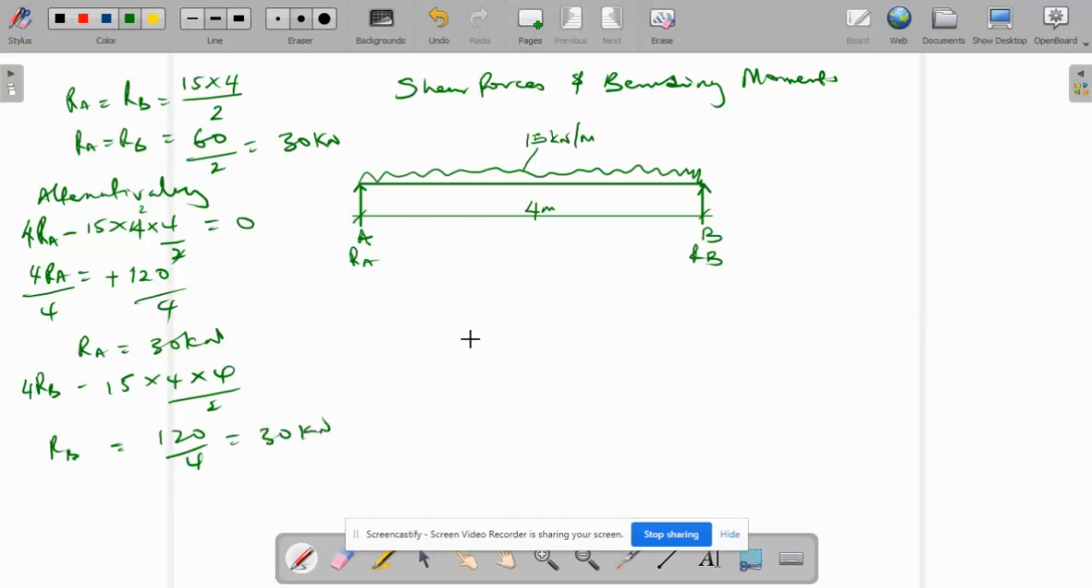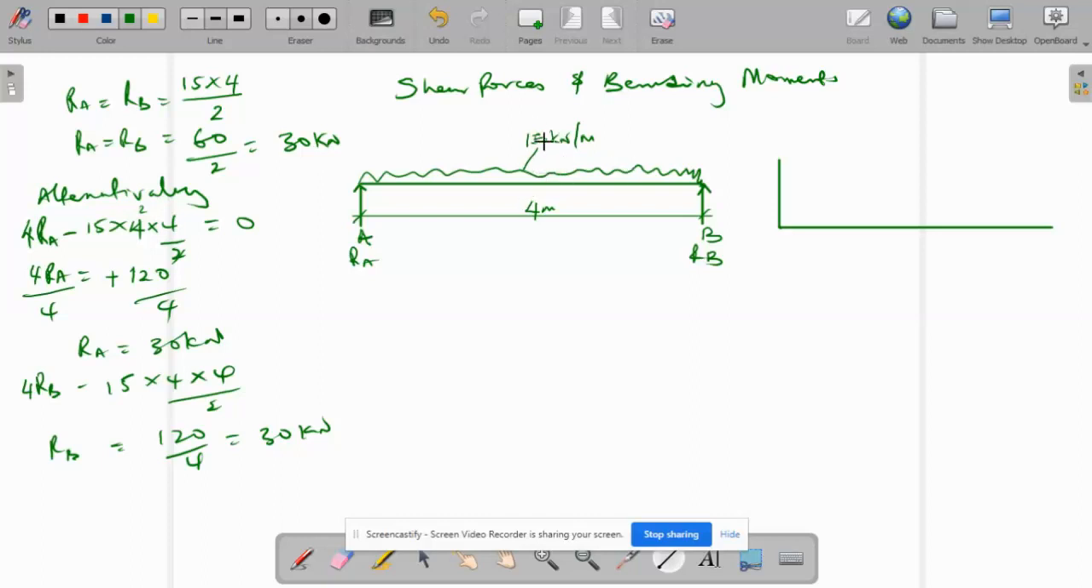The next thing we need to do here is to determine our shear force values. For our shear force value, we know that the reaction at A is 30 kilonewton going upwards. This will be counteracted by the load, which is acting downwards.